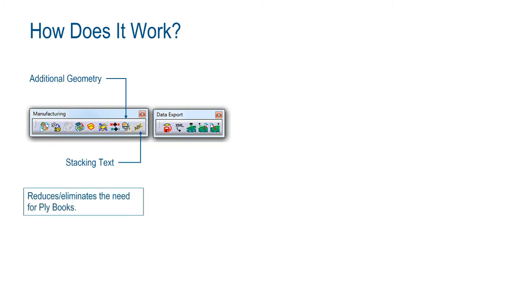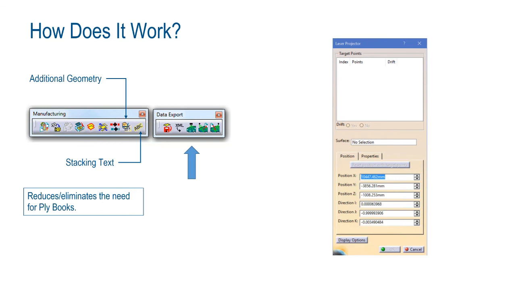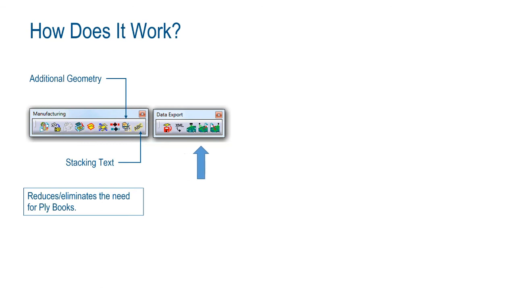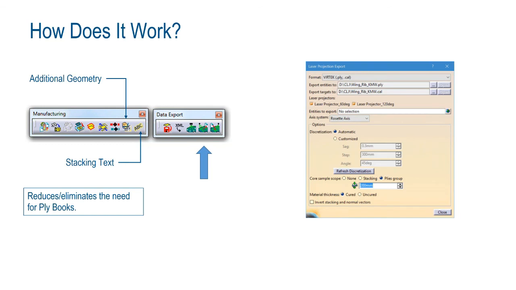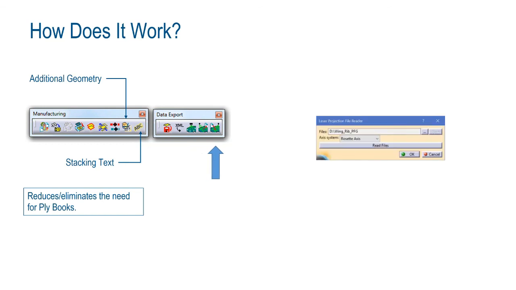First, we have additional geometry, followed by stacking text. Again, these help to reduce dependency on ply books. Within the data export, we have the laser projector command, followed by the laser projection export. I'm going to be reviewing these dialog boxes. And finally, the imported file reader. And that's it. So now let's look in CATIA.